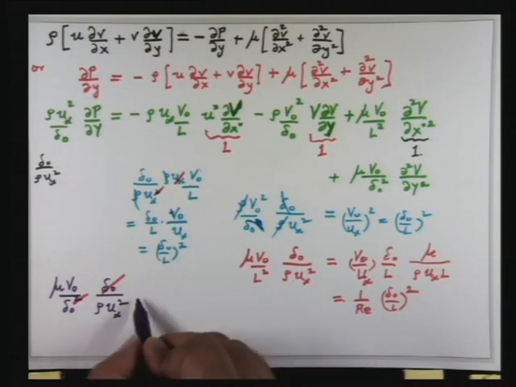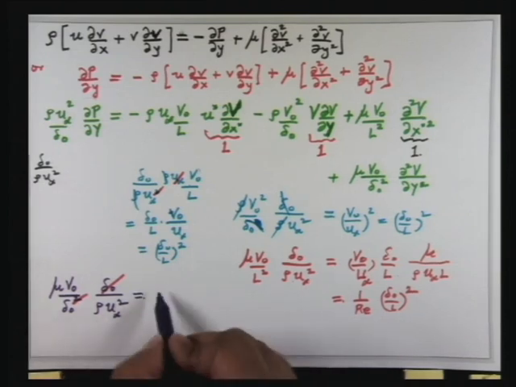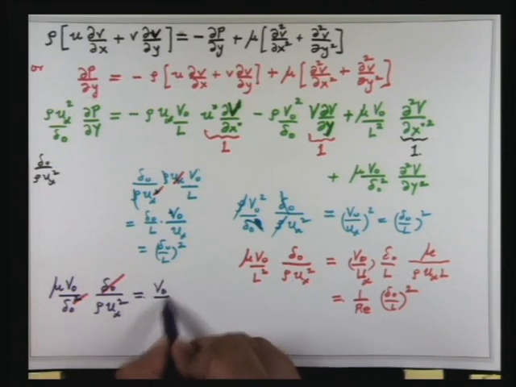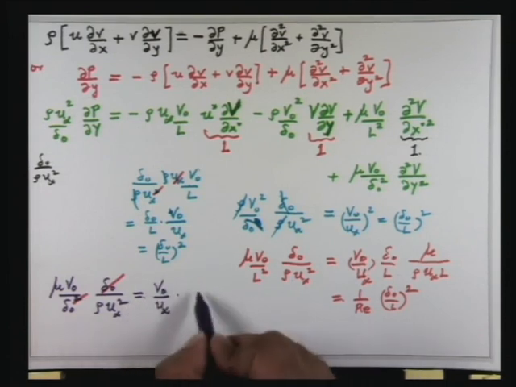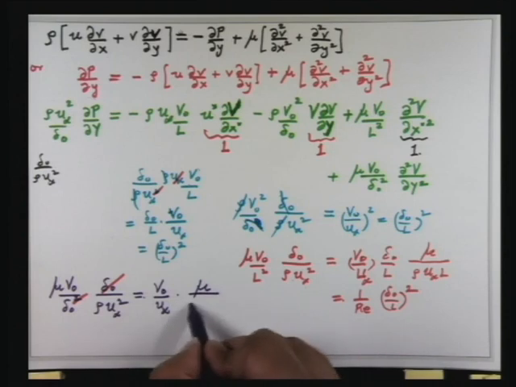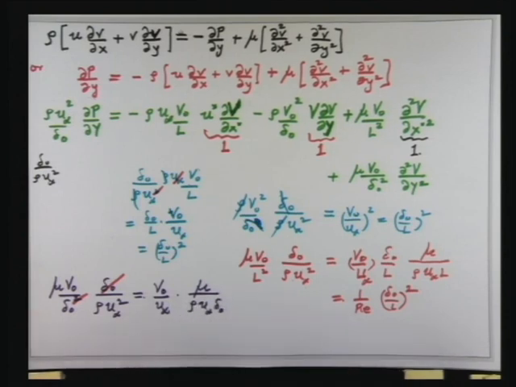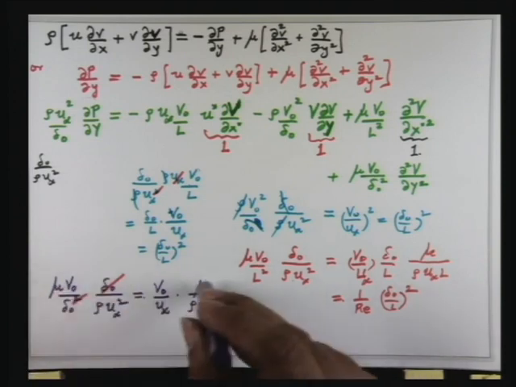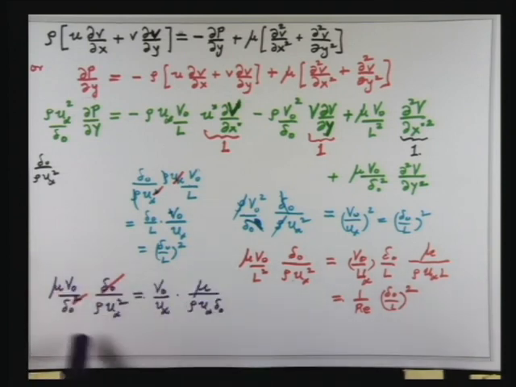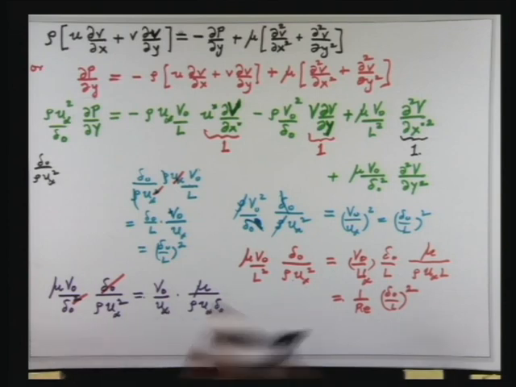and you can write it as, let me write V naught by U infinity, and here you have mu by rho U infinity delta naught. So let us check if this is correct. You have mu V naught here, you have mu V naught, and rho infinity square delta naught, rho infinity square delta naught. But I have arranged it in such a way this is non-dimensional, this is also non-dimensional.